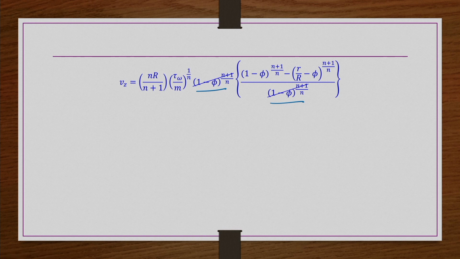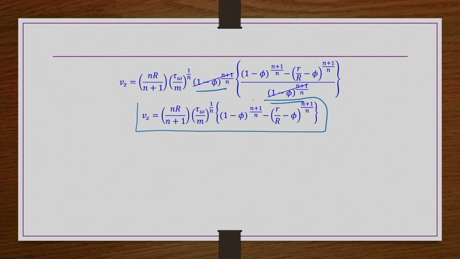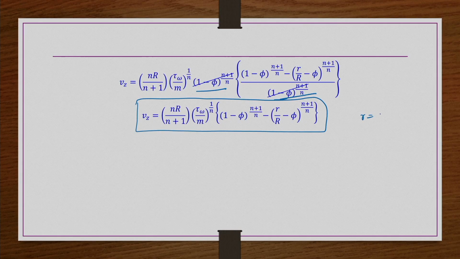Right. So, Vz, we are getting this expression. Vz is equal to (nR/(n+1)) (τw/m)^(1/n) multiplied by [(1 − φ)^((n+1)/n) − (r/R − φ)^((n+1)/n)]. Okay. So, now this is the velocity profile which is valid for r equal to r_p to R only.